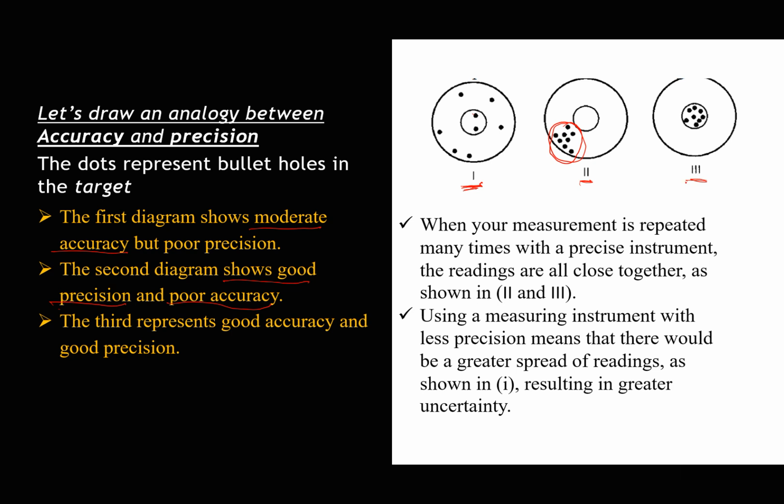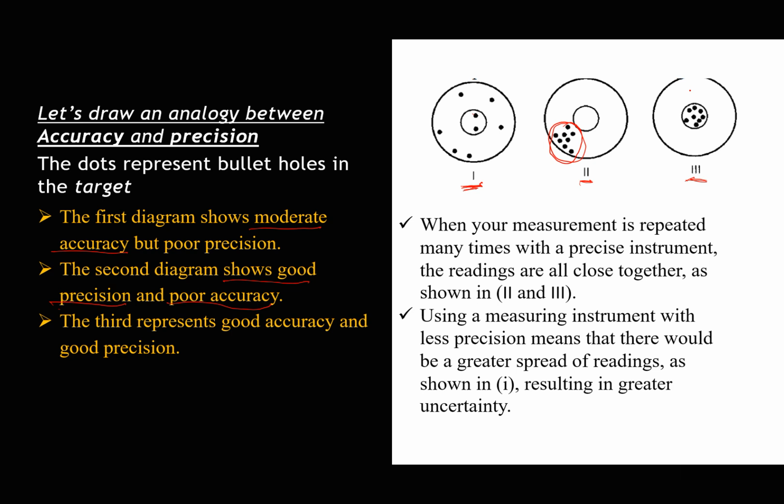In part 3, we see that we have all the bullets in the target. And because all the bullets are in the target, we say accuracy is good. But then, when all the bullets are in the target, they are also close to each other. Therefore, we say that even precision is good.